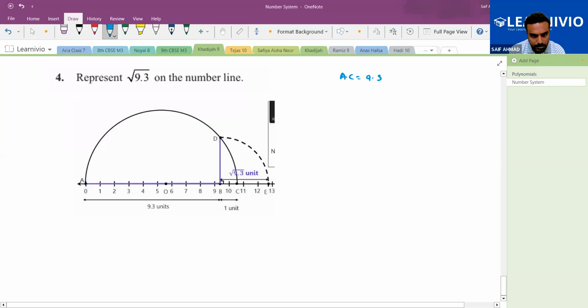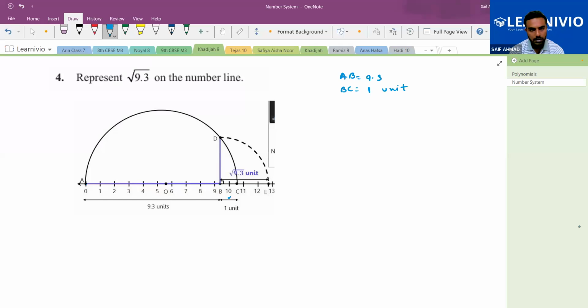No, not AC. It's AB, not AC. AB is 9.3. Now take 1 unit from B to C. BC is 1 unit. This is 1 unit, B to C. Understood? Yes.